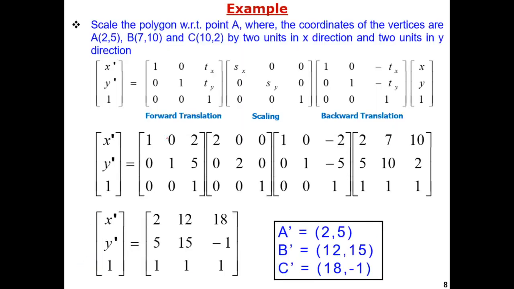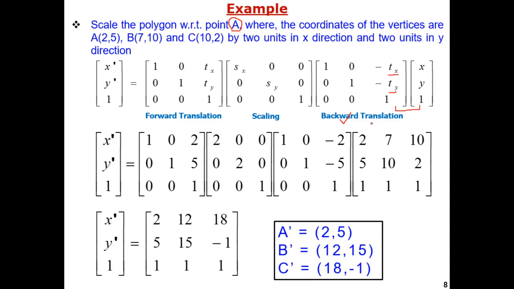Here is an example. In this example, you can see that our reference point is A. Just remember that our reference point is A, meaning px is equal to 2 and py is equal to 5. You have to apply this operation. So what will the operations be? The first one is called backward translation. You can see that this is minus tx, minus ty, and this backward translation will be applied directly to the point.